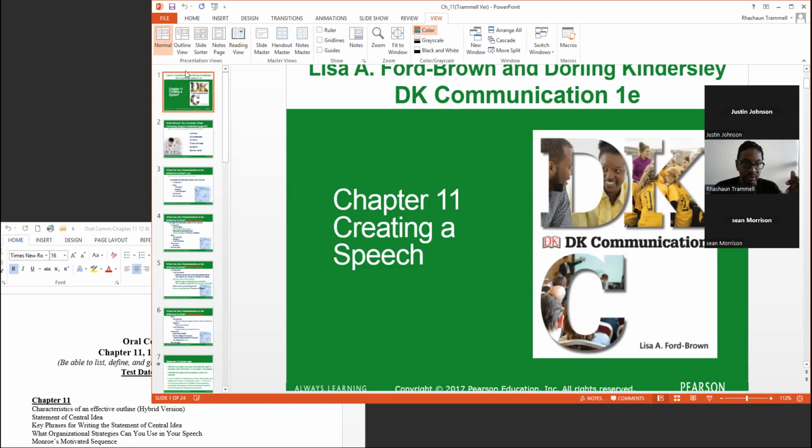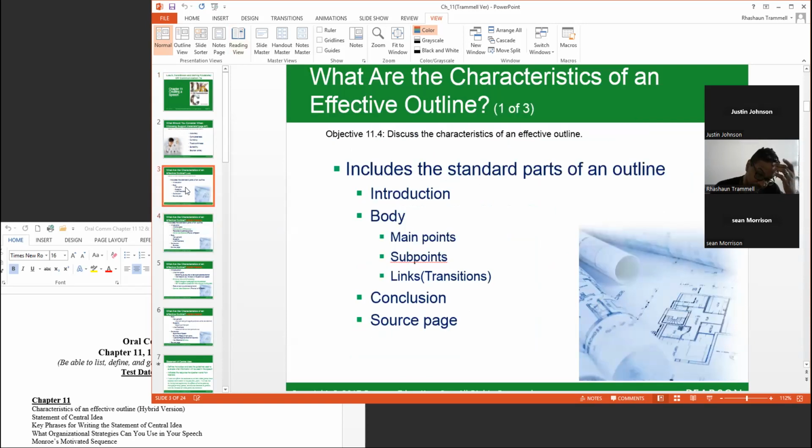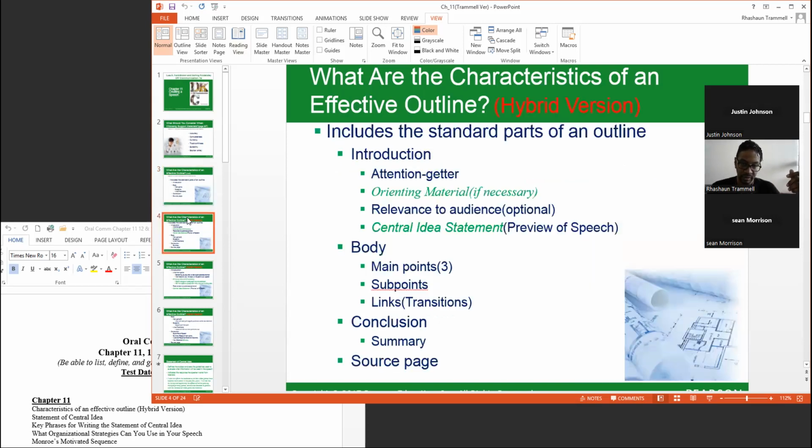Anyway, this is where I would get some feedback from you, asking you, okay, what are some of the most essential parts or characteristics of an effective outline? On the review sheet, in parentheses, it'll say hybrid version. That's the version that we want, because that has the extra stuff. So it's not this version, but when it says hybrid, you'll see that little note here as well.